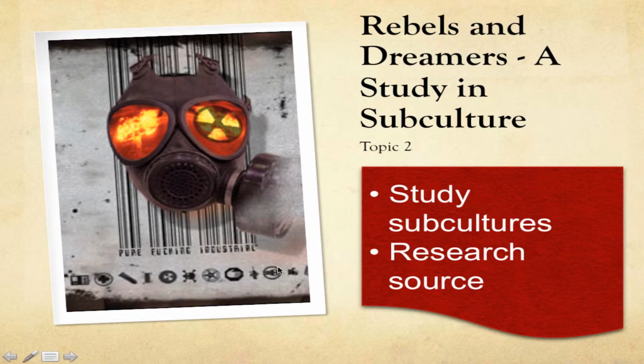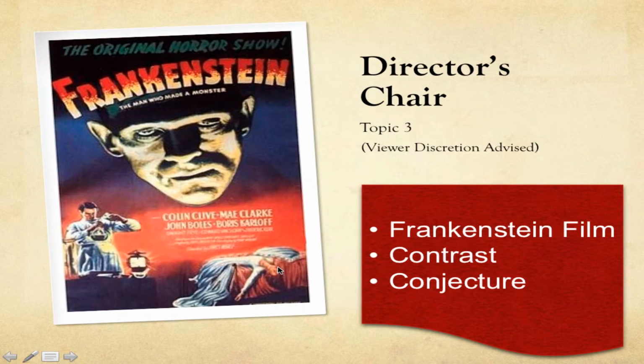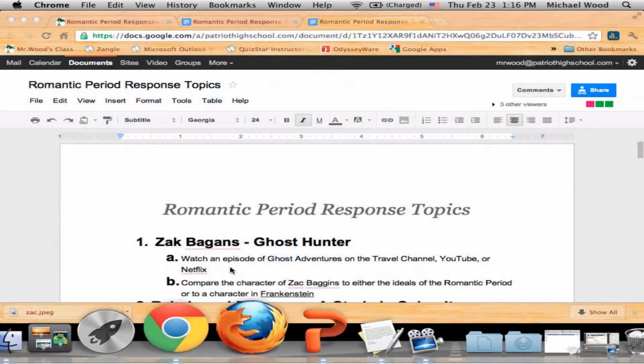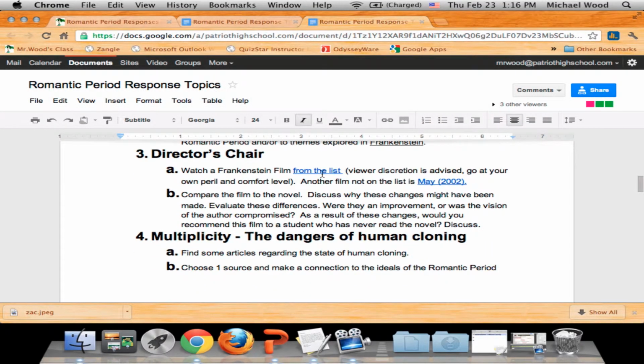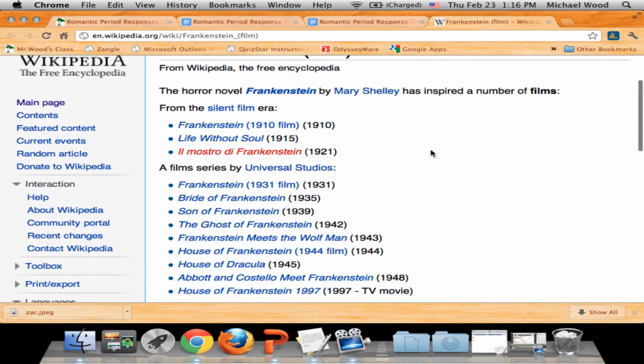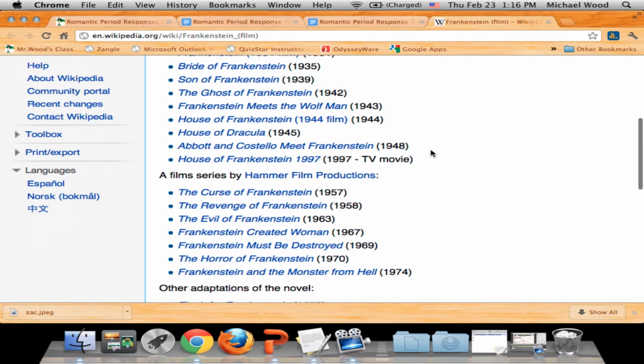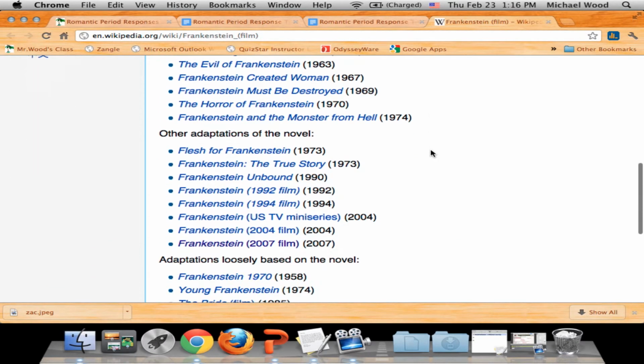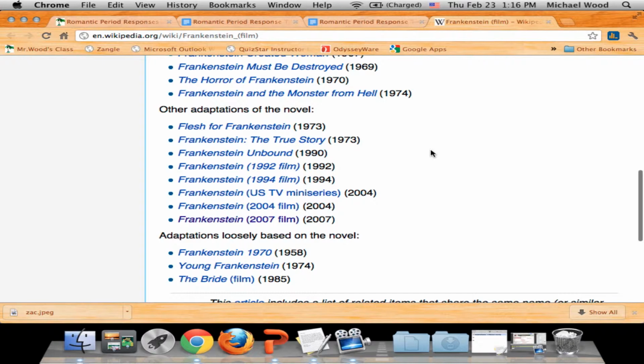Okay, next. Topic 3, director's chair. You're going to basically watch a Frankenstein film. Again, I have a list. Let's look at the list here. This is Wikipedia made this list. Here's a list of Frankenstein films. You're just going to pick one of them and make a connection to the novel.